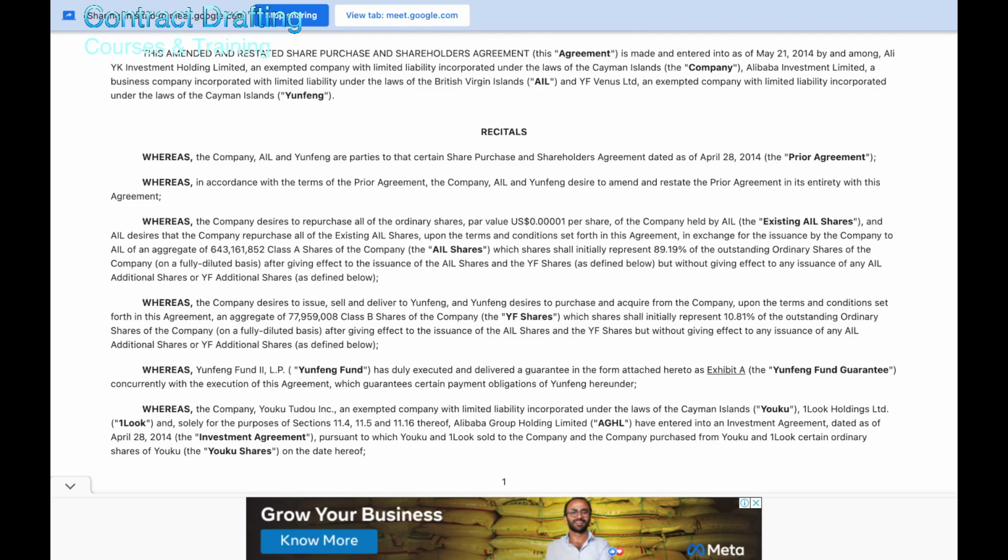This is how contracts follow a structure. Some contracts, like MOUs, may not have any recitals. Some contracts, like letters of intent, may not have any recital. So there are different types of documents, and therefore they may not have a recital. But sometimes it is very important to give the context of the transaction.